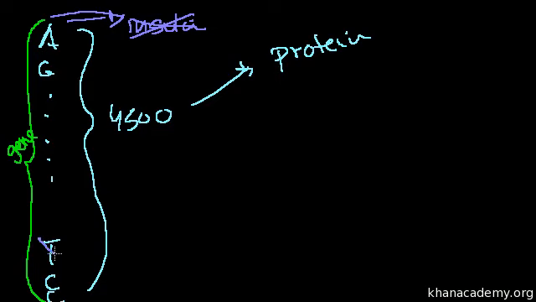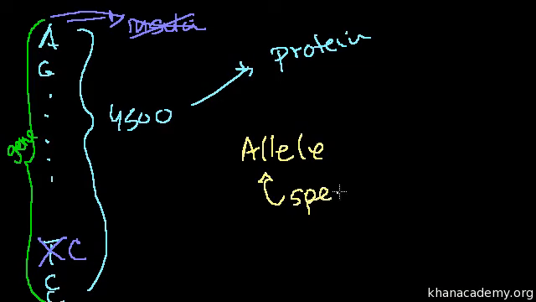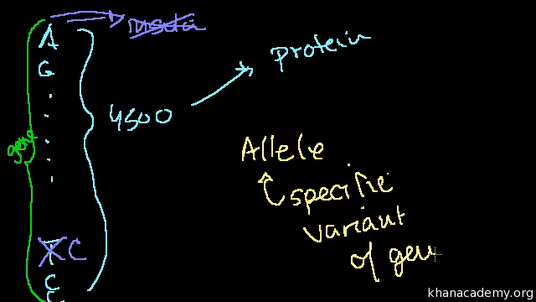Maybe instead of a T here, sometimes there's a C there. It still codes for the same protein. It doesn't change it quite enough, but that protein acts just a little bit different. It's a slight variant, I'll use that word. Now, each variant of this gene is called an allele. Allele is a specific variant of your gene.